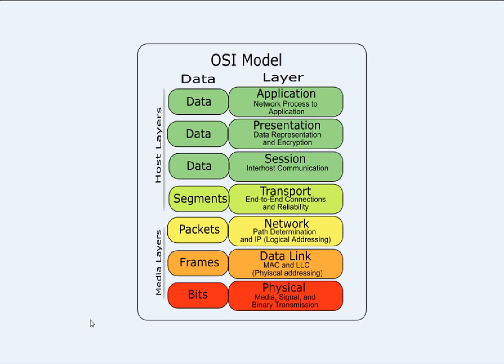Network layer. This layer provides switching and routing technologies, creating logical paths known as virtual circuits for transmitting data from node to node. Routing and forwarding are functions of this layer, as well as addressing, internetworking, error handling, congestion control, and packet sequencing.